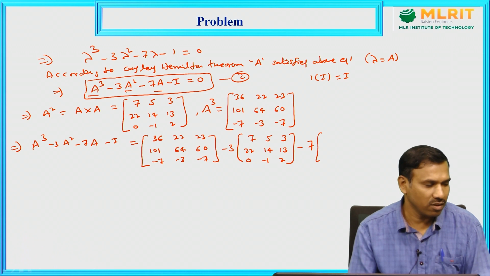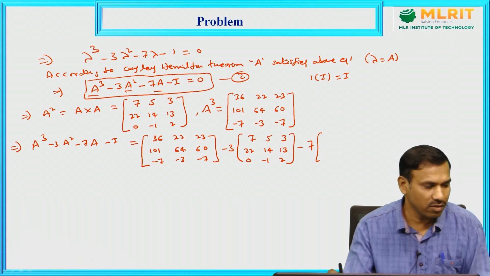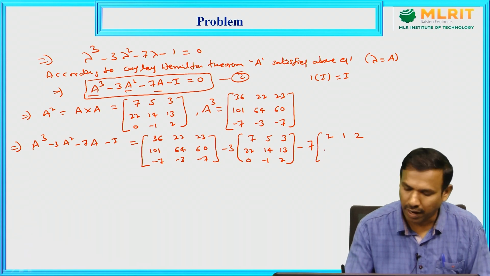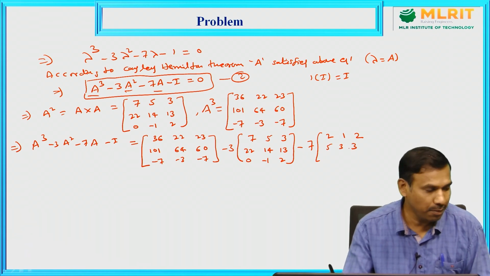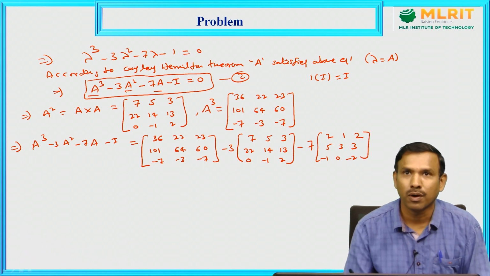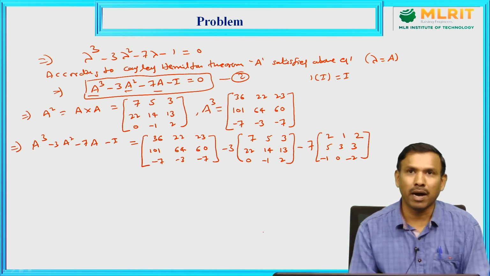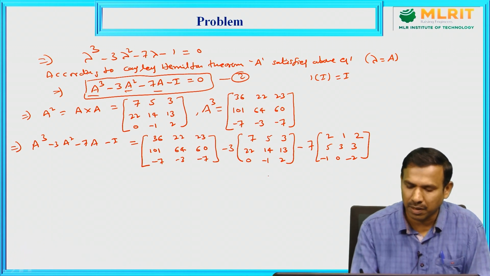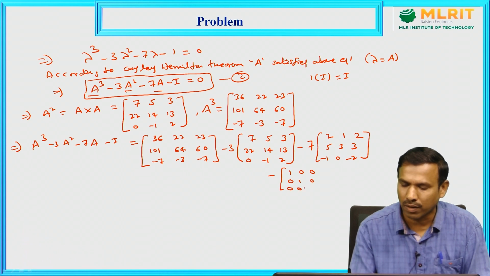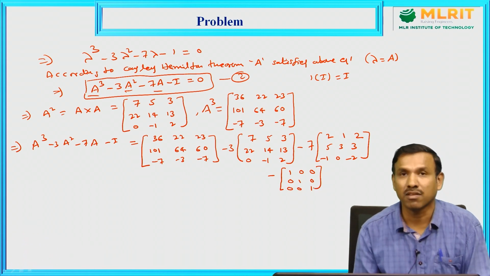So let us have the given matrix, that is 2, 1, 2, 5, 3, 3, minus 1, 0, minus 2, right? Next, minus I, identity matrix. Minus I means the identity matrix of 3 by 3. We know very well it is 1, 0, 0, 0, 1, 0, 0, 0, 1. This is the identity matrix of 3 by 3.